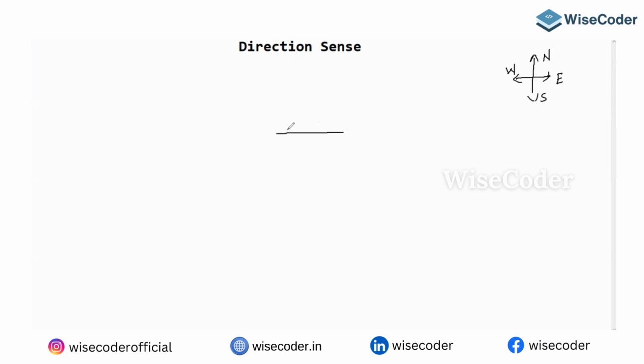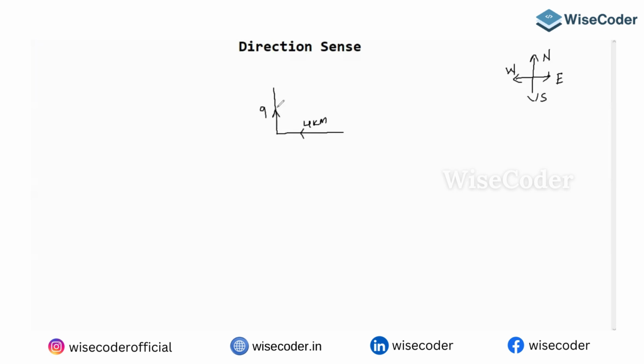West, how many kilometers, guys? 4 kilometers west. Okay. Then he turns right. Right means what? Upwards. Okay. And he traveled what? 9 kilometers.